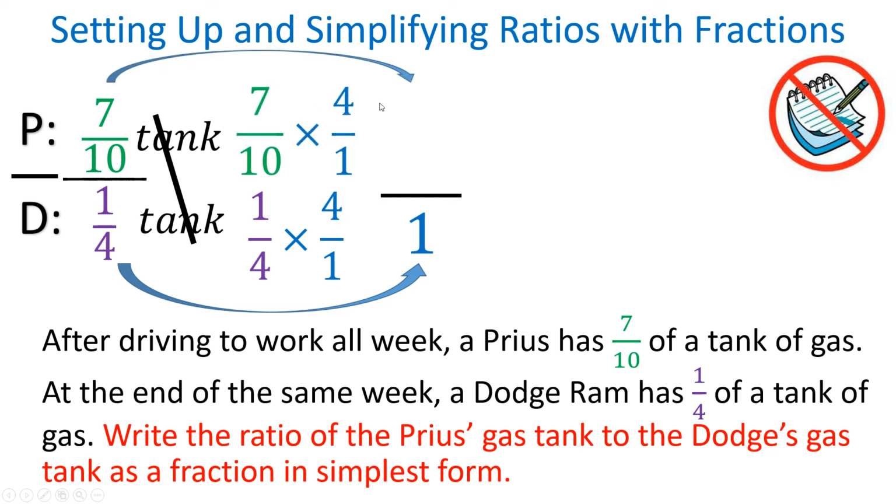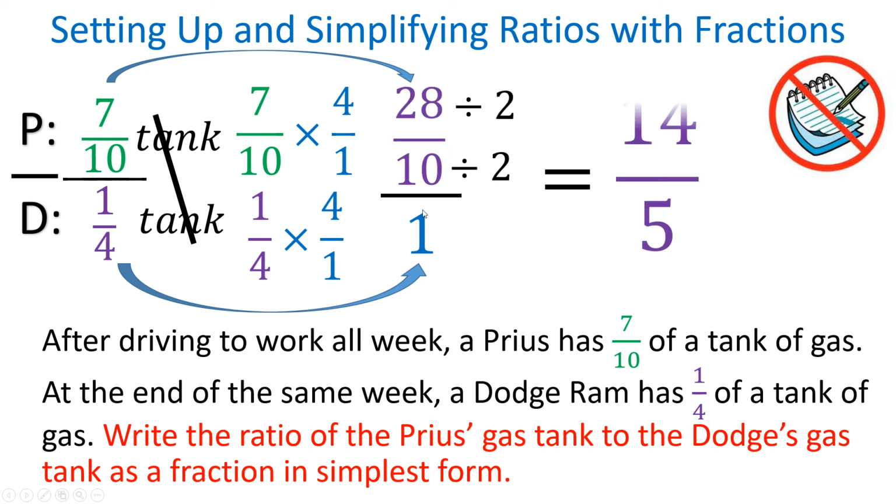And then we multiply across, or you can cross cancel. But if you don't cross cancel, you're going to get 28 over 10. We can divide by 2, and we get a 14 to 5 ratio. And we do not change this to a mixed number because we want a ratio. In this case, the Prius would have 14 tanks of gas to the Dodge Ram's 5 tanks of gas. So this is over double the amount.